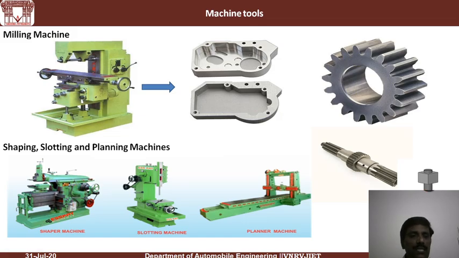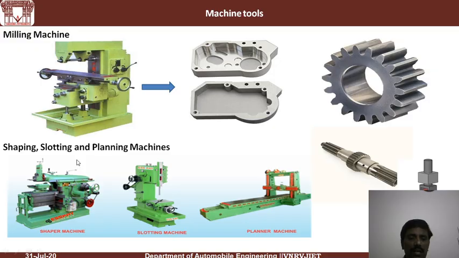The next important machine tool is the milling machine. The milling machine is also called a versatile machine, because we can use it for cylindrical objects or rectangular components or any shape. You can see here, this is a rectangular block. Out of it we have removed this contour shape, and if you want to get this shape, we have to go for a milling machine. Similarly, if you want to produce a gear, you can use a milling machine.